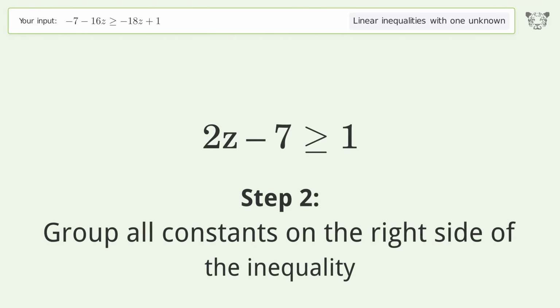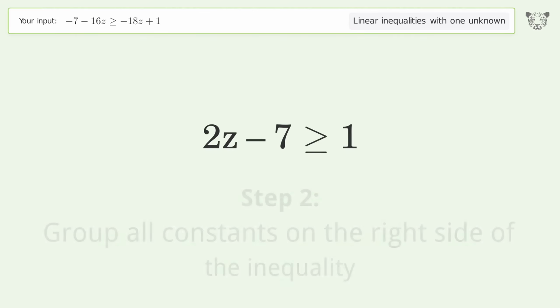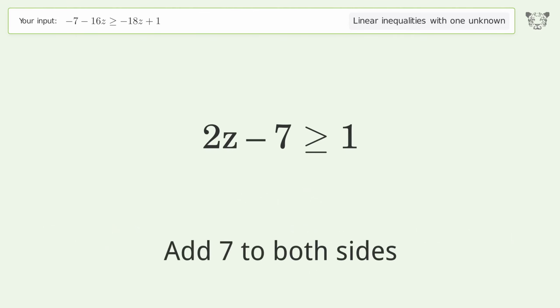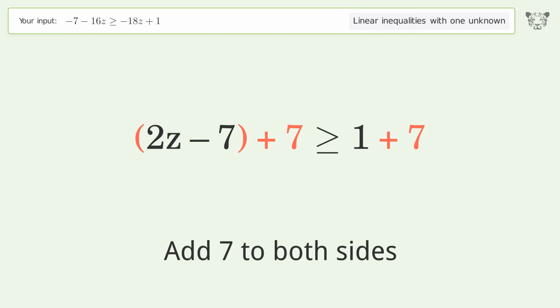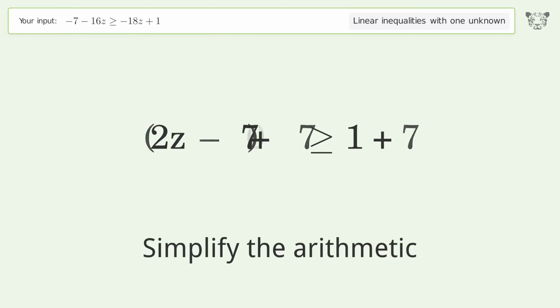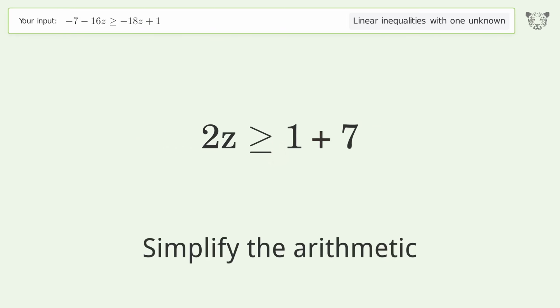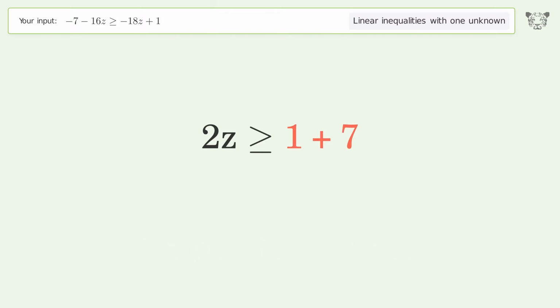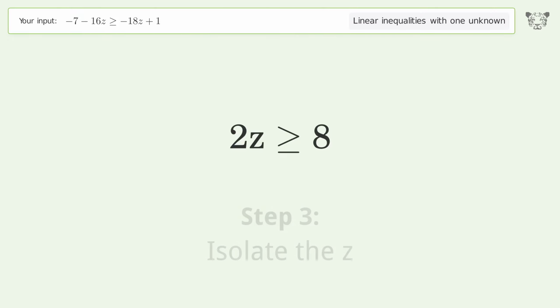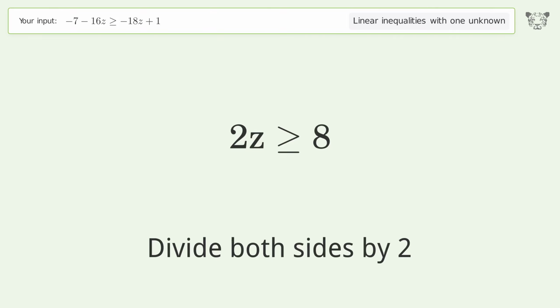Group all constants on the right side of the inequality. Add 7 to both sides. Simplify the arithmetic. Isolate the z. Divide both sides by 2.